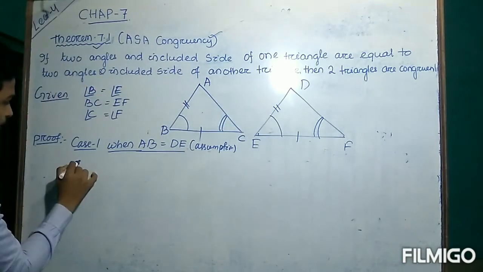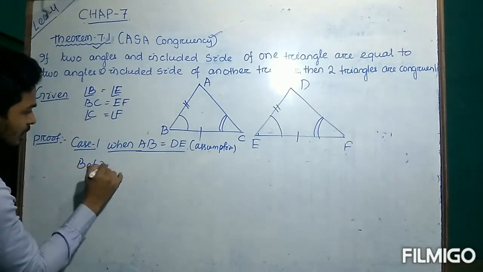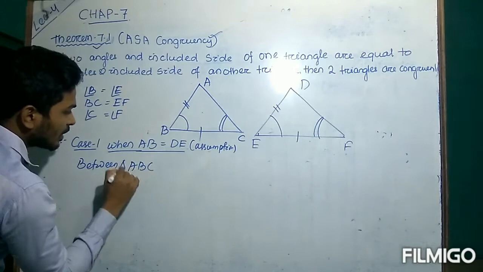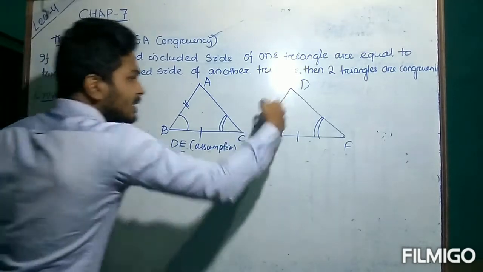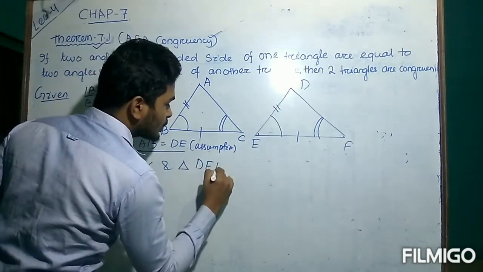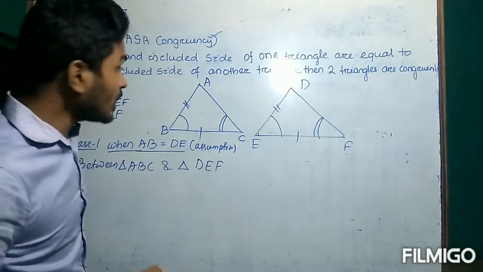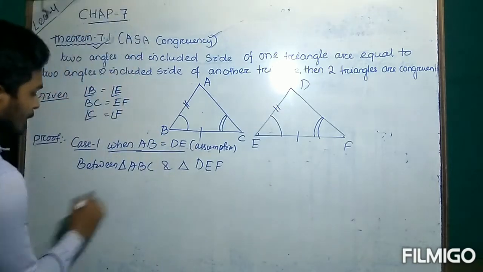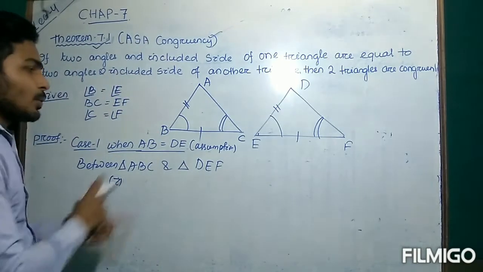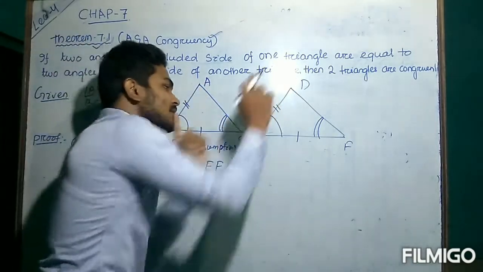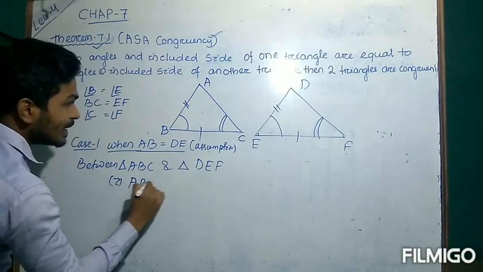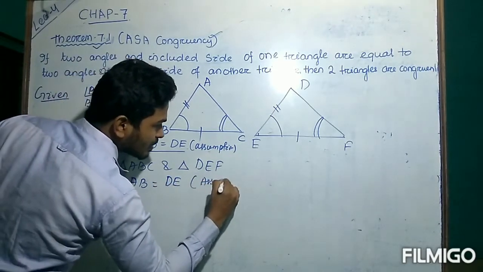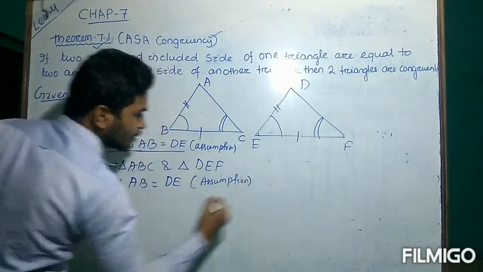So let's prove. Between triangle ABC and triangle DEF, we will compare these two triangles, whether they are congruent or not, if this condition is given, that this side is equal to this side. First, we have assumed that this side is equal to this side. So write AB is equal to DE. Why? Because of our assumption.